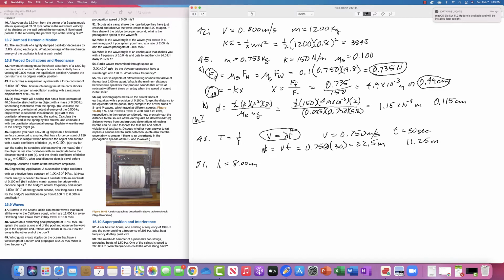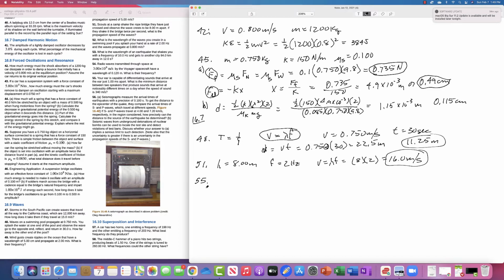If they shake the bridge twice per second, they're telling you again the frequency is 2 hertz, or 2 per second. And they're asking what is the speed? Well, the speed, velocity, is equal to wavelength times frequency, which is equal to 8 times 2, or 16 meters per second. Very simple.